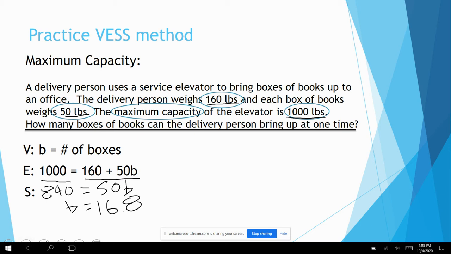Okay, so that's 16.8 boxes. Now, you're probably not going to bring up 8/10 of a box, okay? So they could bring up 16 boxes at one time. So your sentence should say that the delivery person can bring up 16 boxes at one time.